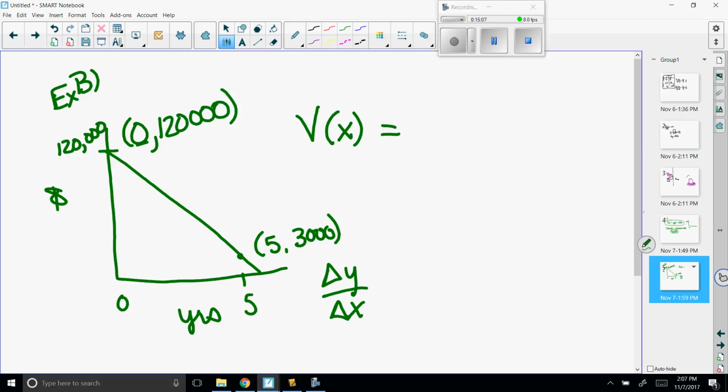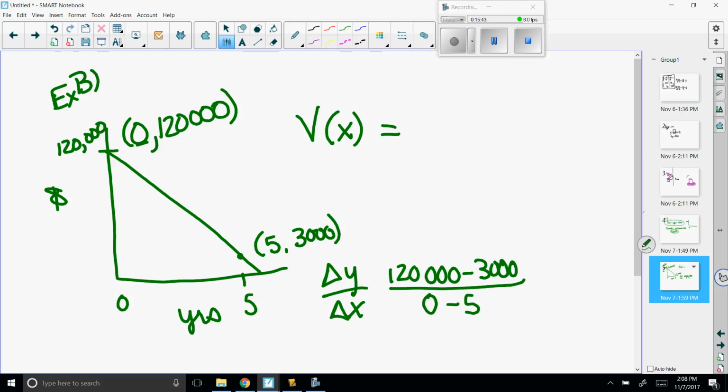How do I find that change in Y over the change in X? 120,000 minus 3,000 over 0 minus 5. Now, should it be a negative value? Why? It's a negative slope, and it's decreasing in value over time. So it should be dropping. If it increased in value, it would be a positive slope.